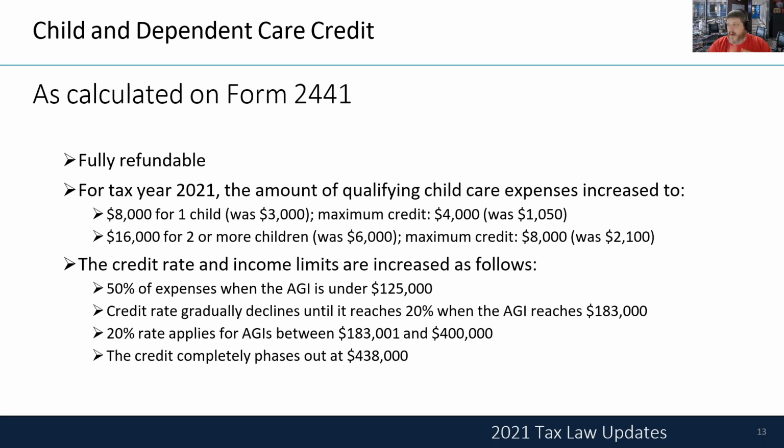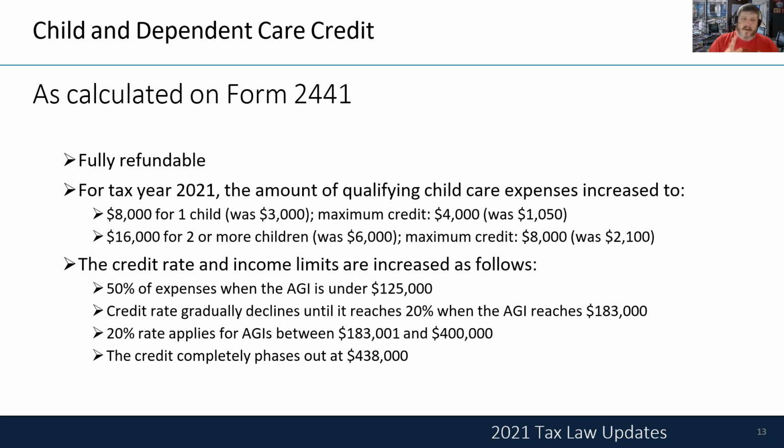The amount of qualifying child care expenses increased from $3,000 to $8,000, which means the maximum credit increased from $1,050 to $4,000, and that's for one child. If they have two or more, those numbers double. $16,000, and then the max credit is $8,000.